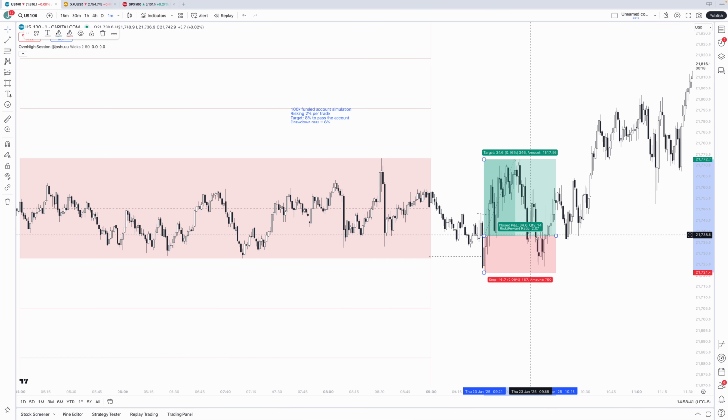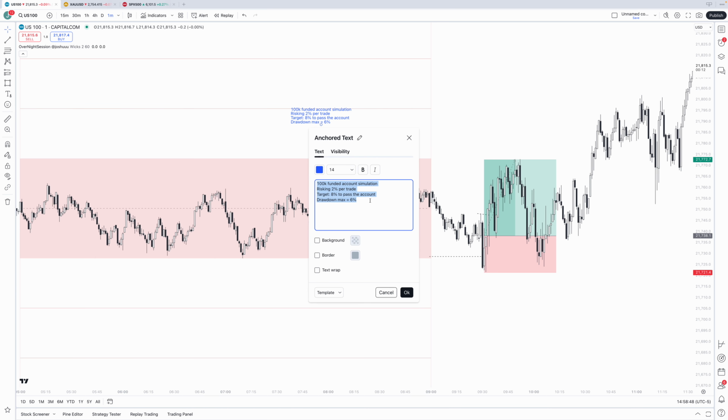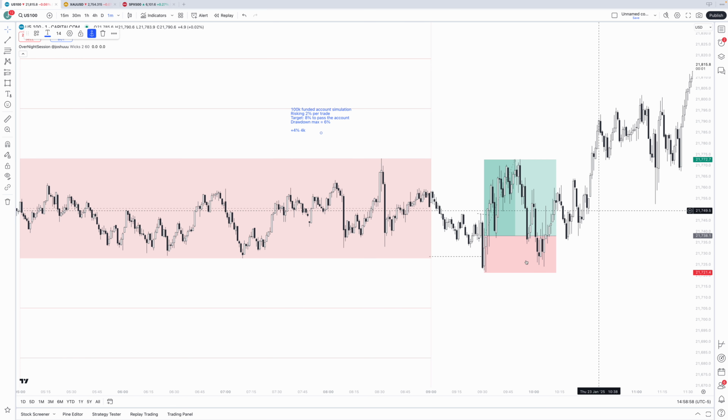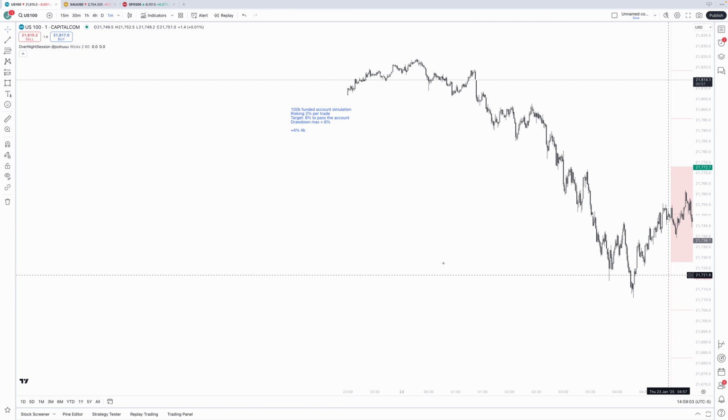So that's +2 RR. So now I've already made +2 RR. If we're risking 2% and you made a +2, that's +4%. You just made 4% on your account, which is 4K on a 100K funded account. Cool? So we know what we're doing. We're simulating this account.